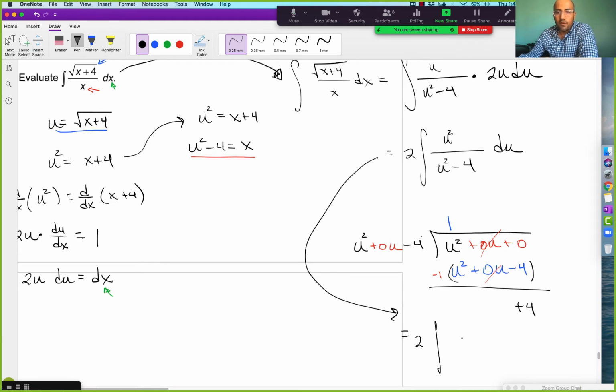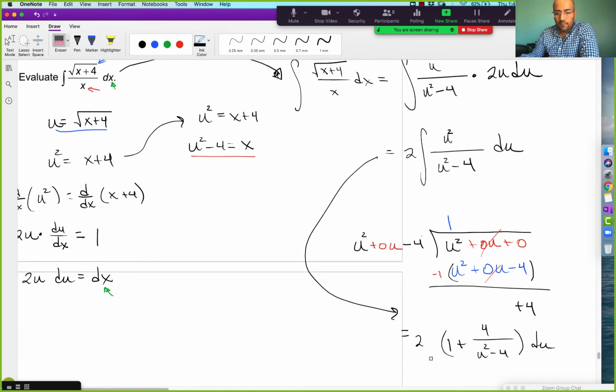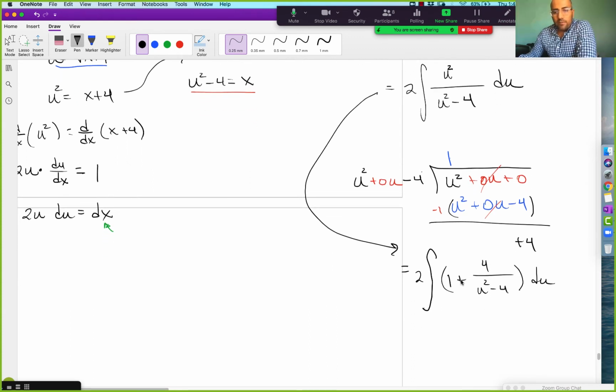Good. Okay, so that means that I can take this guy and say that it's equal to 2 times the integral of 1 plus 4 over u squared minus 4 du. Any questions about that? The ugly integral. Okay, well, this part's obviously easy to figure out.